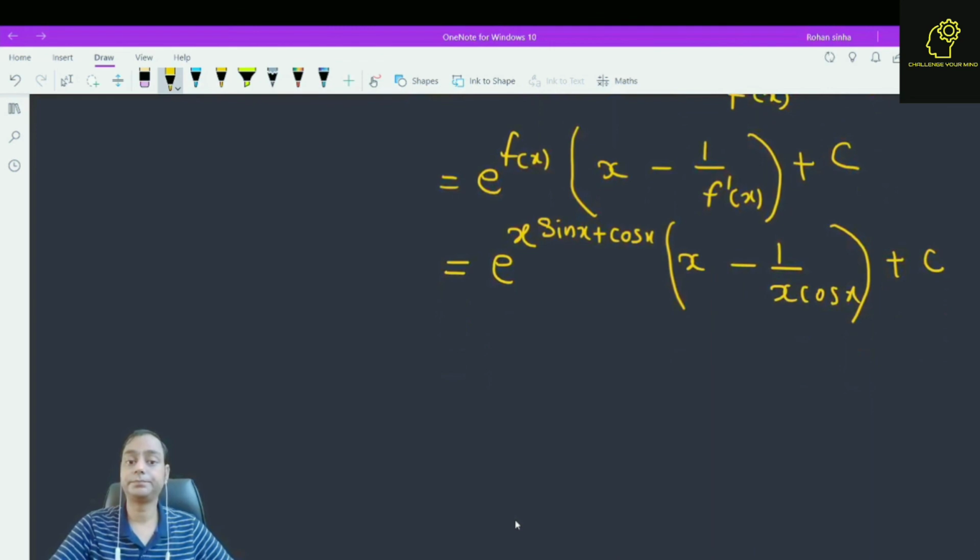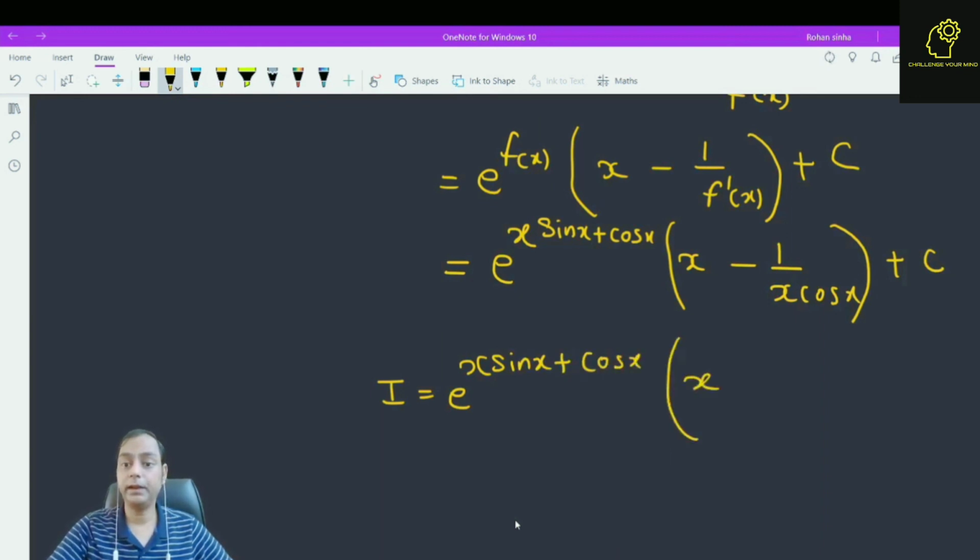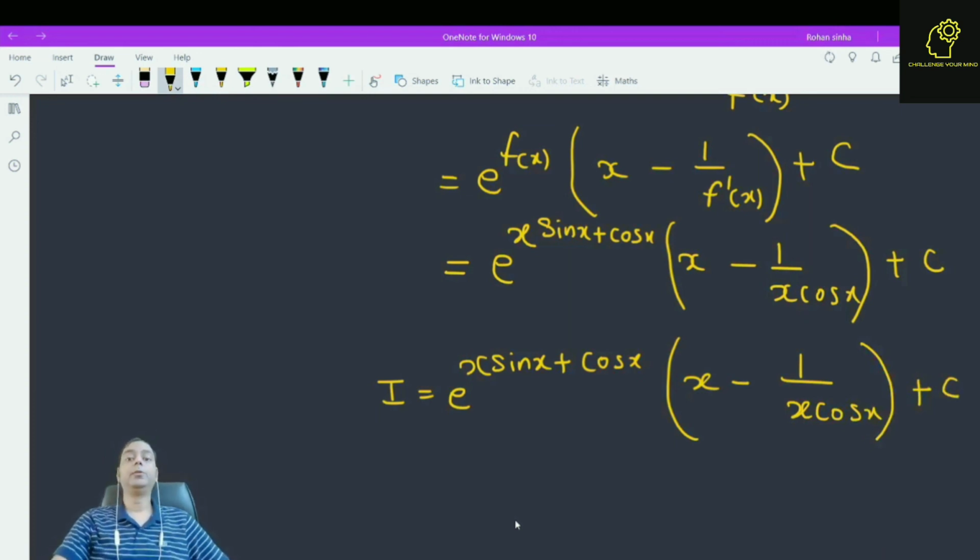So finally, what is the answer of I? The answer of I is e raised to (x sin x plus cos x) into (x minus 1 by x cos x), plus c. So hope you understand the solution of the problem.